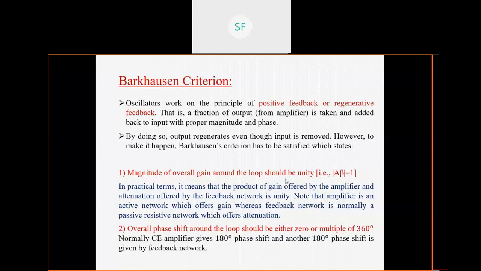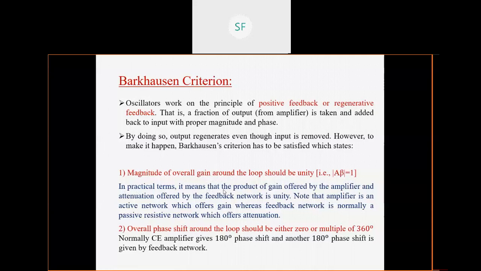Okay. So this is very simple. First, it is telling about the magnitude. The magnitude of overall gain around the loop, that means loop gain. Overall gain around the loop is nothing but the loop gain. So loop gain should be unity. That means mod of A beta should be 1. This is your first condition.